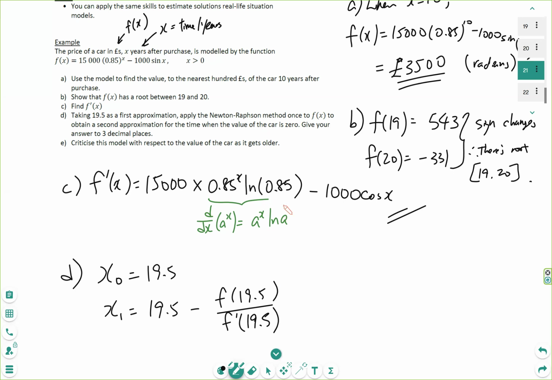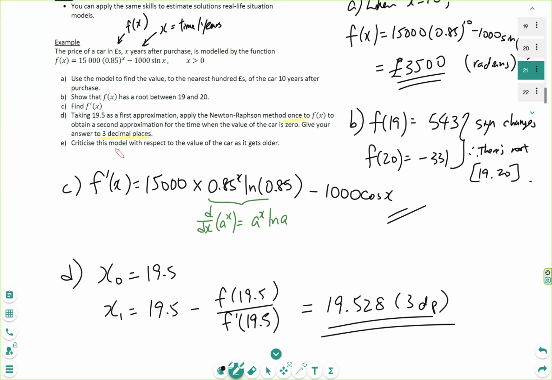So you put it in the calculator. They want you to apply it once, and give your answer to 3 decimal places. So you should get 19.528 in 3 dp. Okay.